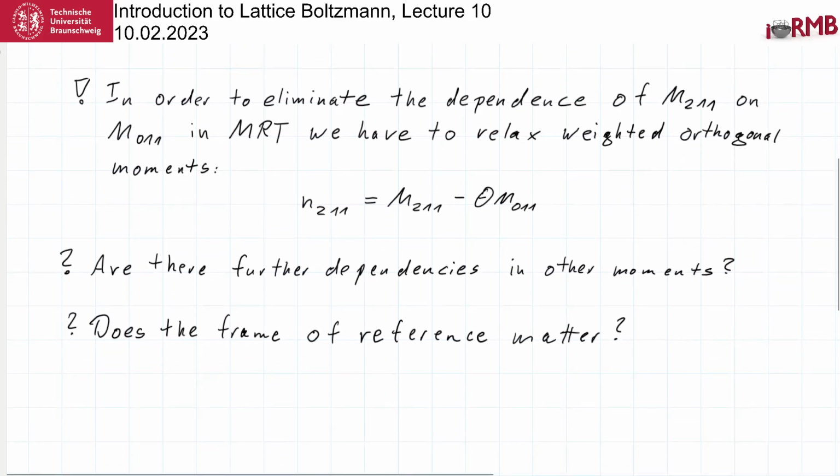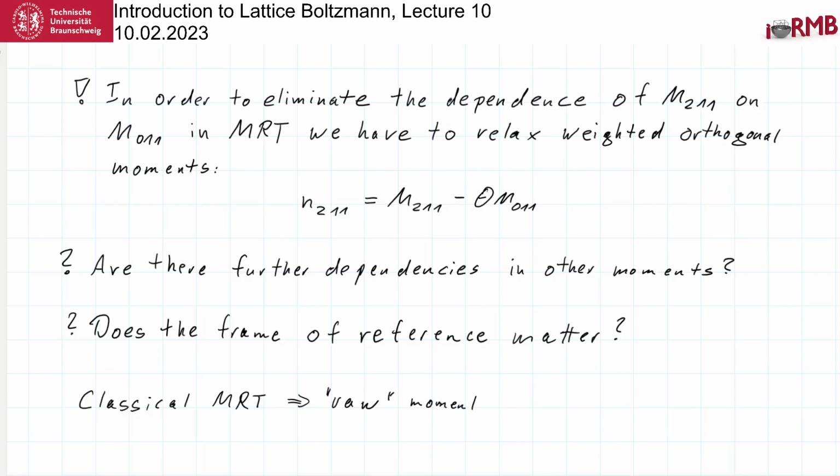So, frame of reference, we have to remind ourselves that the classical MRT uses these raw moments, which means they are defined in an Eulerian frame, and we could also say this is a fixed frame.